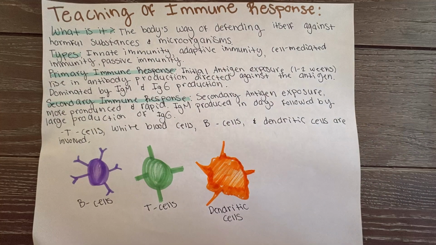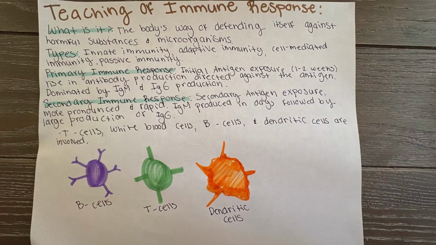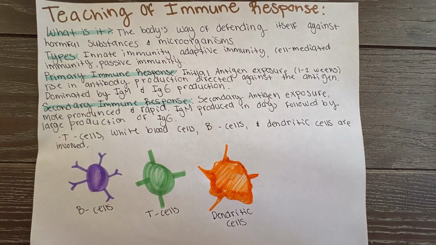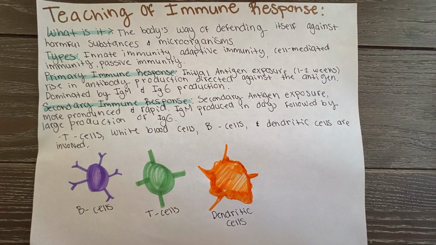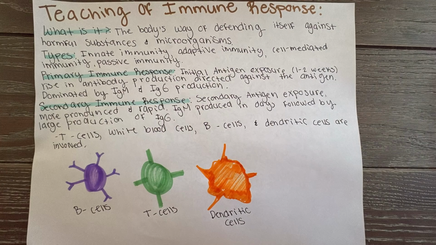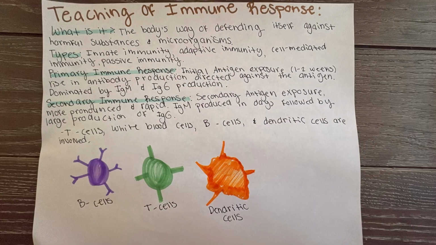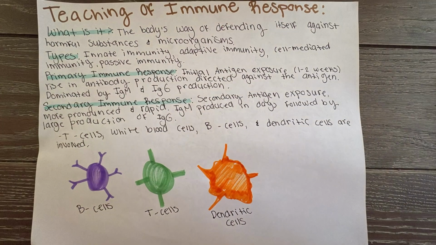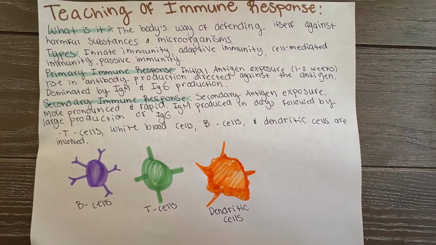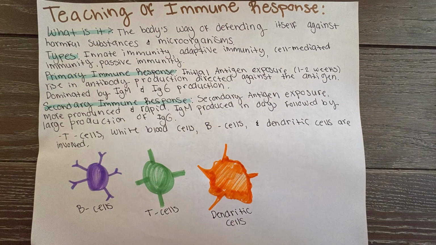The secondary immune response is secondary antigen exposure, more pronounced and rapid. The IgM is produced in days, followed by large production of IgG. There are T cells, white blood cells, B cells, and dendritic cells involved in the immune response.